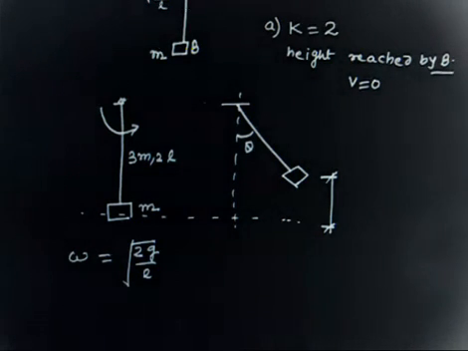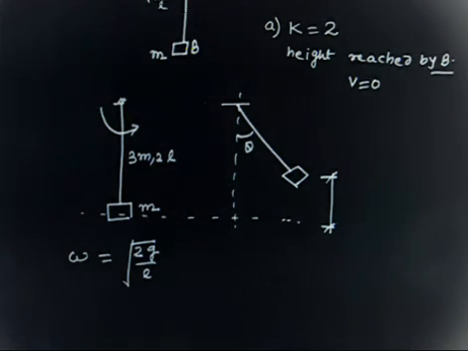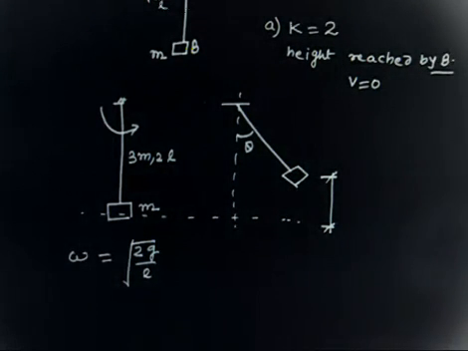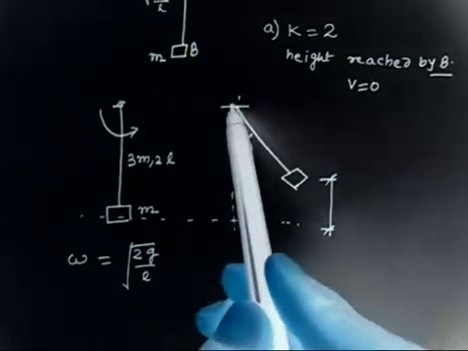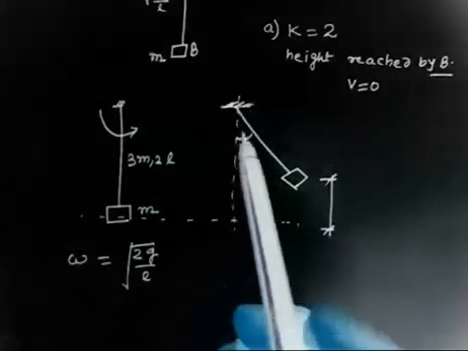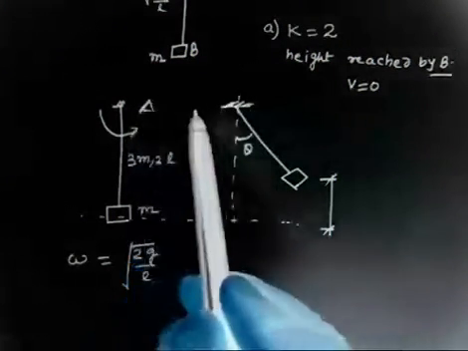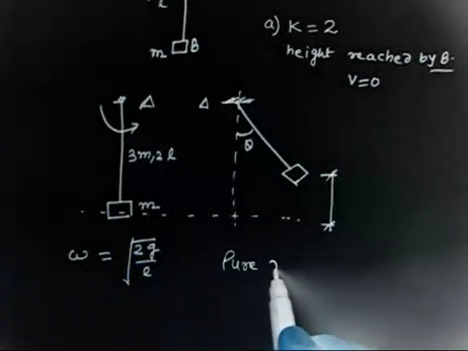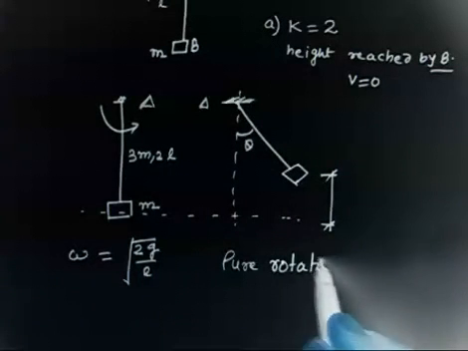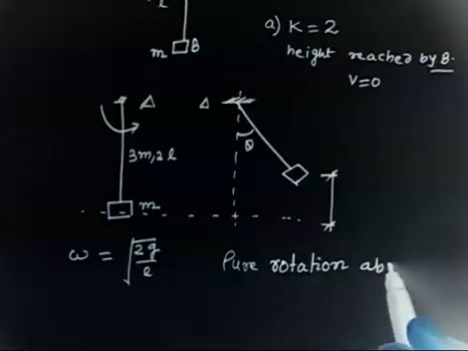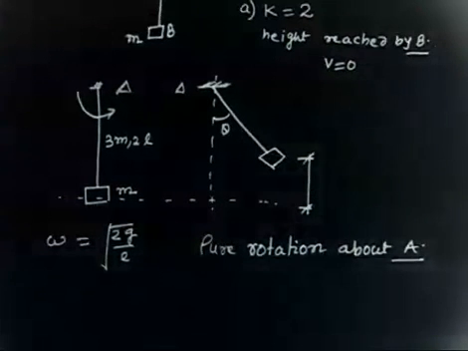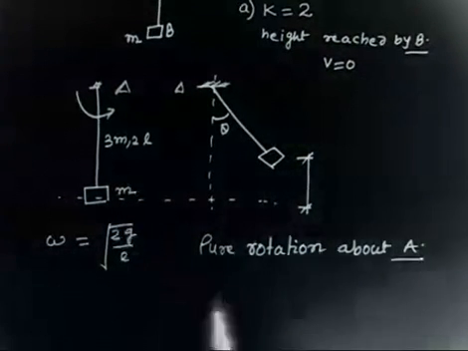So what you will do, you again have to apply energy conservation. First find out the moment of inertia about this axis. This is a pure rotation about this axis. If you see the case, this is a pure rotation about the axis passing through A. So this is a case of pure rotation about axis A. Are you getting or not? Let us first find the moment of inertia about A.